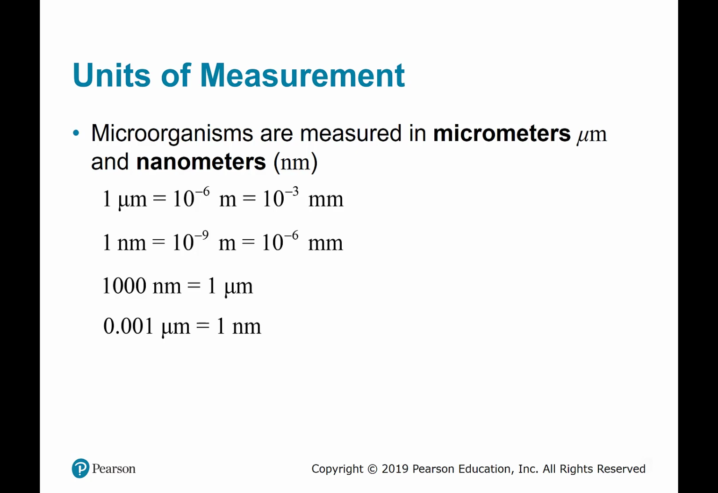Microorganisms are going to be measured in micrometers and nanometers. In any science course, you're going to be using the metric system, and it's based on units of 10. The prefix micro, we use the symbol mu to represent, and micro means a millionth of a meter. Whereas nano, and we use the symbol N, is a billionth of a meter. So 1 micrometer is equal to 10 to the negative 6 meters, because a micrometer is 1 millionth of a meter. So you can divide a meter into 1 million micrometers.